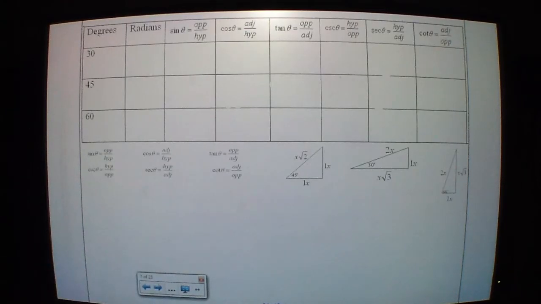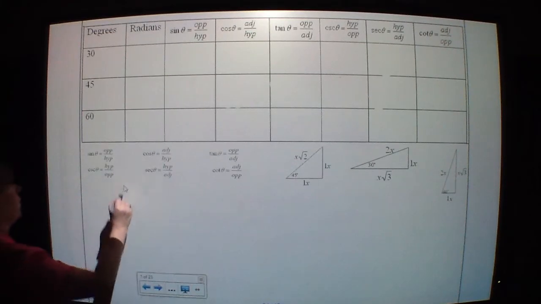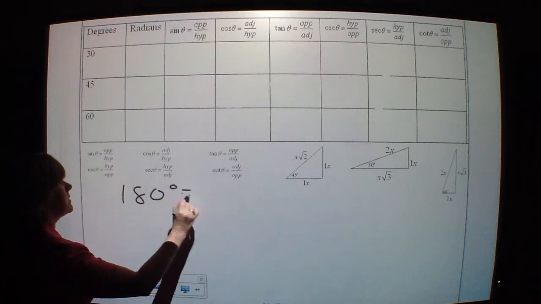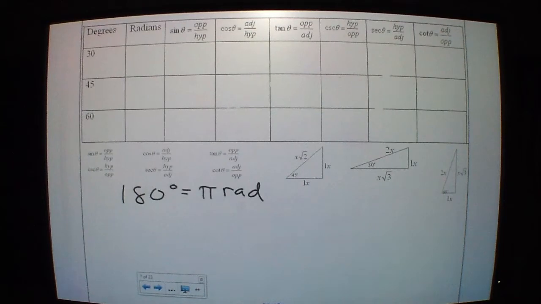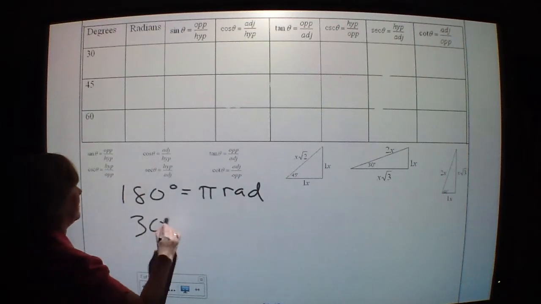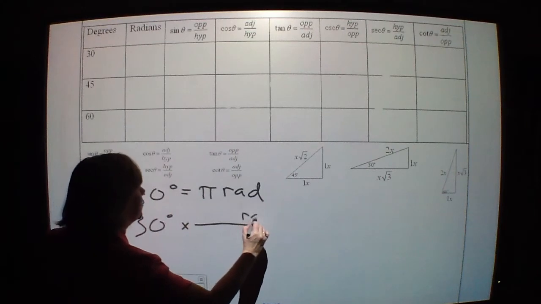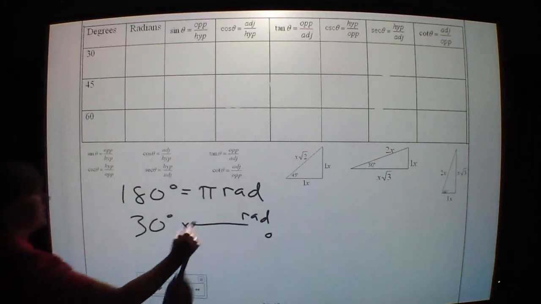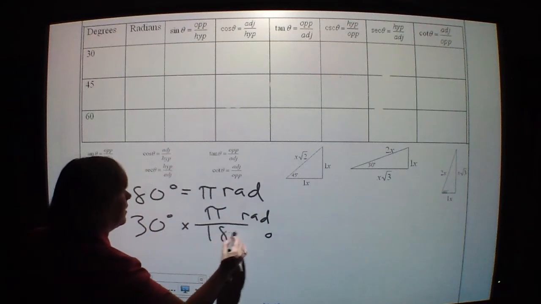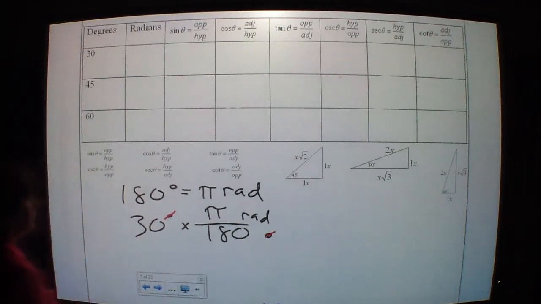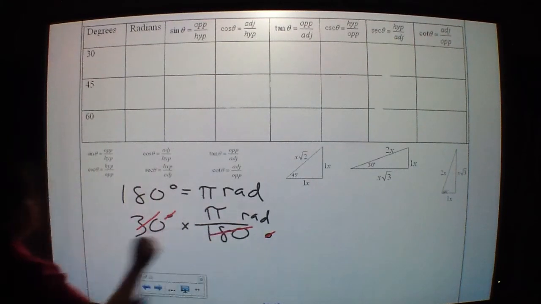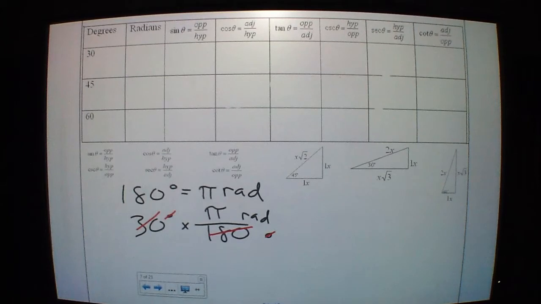So now, let's fill this table out. Remember, 180 degrees is equal to pi radians. So if I want to convert 30 degrees to radians, that means I need radians on the top and degrees on the bottom. So this would be pi radians on the top, 180 degrees on the bottom. Degrees cancel out, so I'm in radians, and 30 goes into 180 6 times.